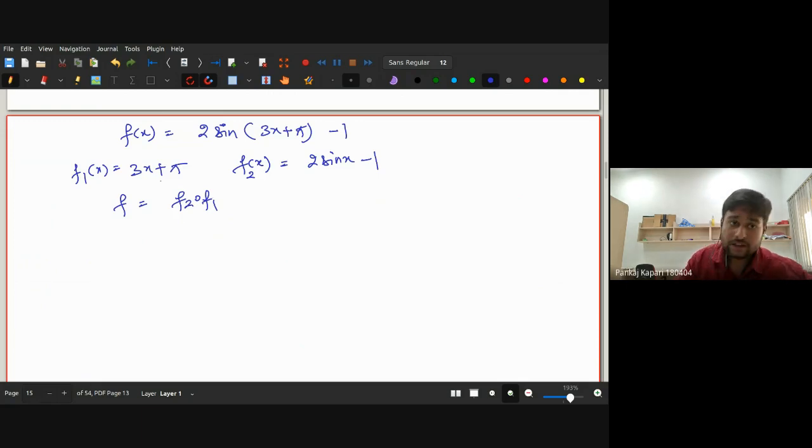Okay, so now to find out the domain, you have to see for which values of x the function is defined. For which real numbers does this function have a well-defined value? You can see that there is no problem with defining this function for any value of x. So this is the domain of this function.